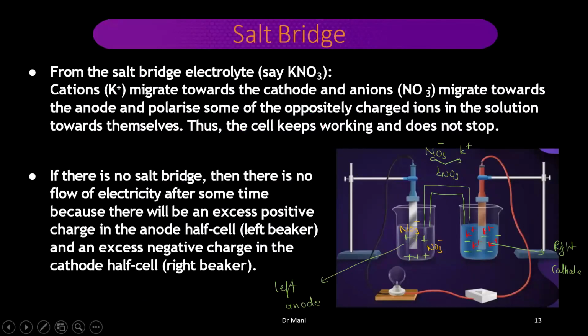Second thing, if the salt bridge is not present, then there is no movement of K plus to balance these negative charges, and there is no movement of NO3 to balance these positive charges, in the anode and in the cathode. So what happens then? There will be an excess of positive charges here, an excess of negative charges here, and there will be no current formation. Only for some time the current may flow, but after some time it will not flow. So in order to have a sustainable current, you need to have this salt bridge. Is this clear?